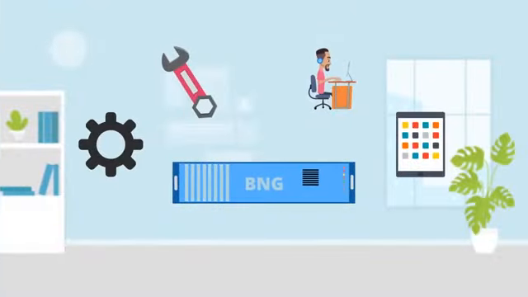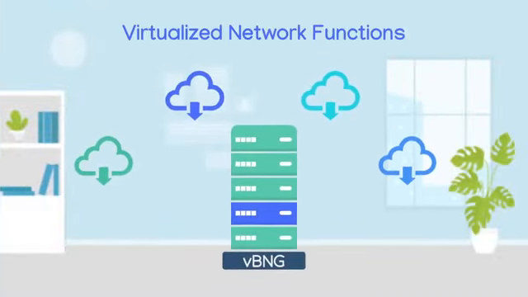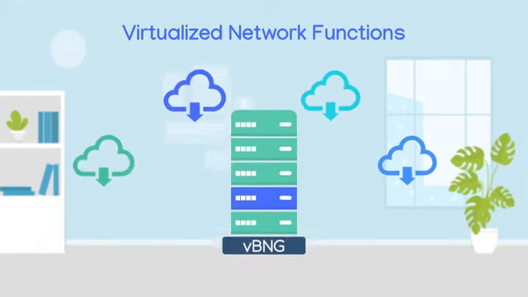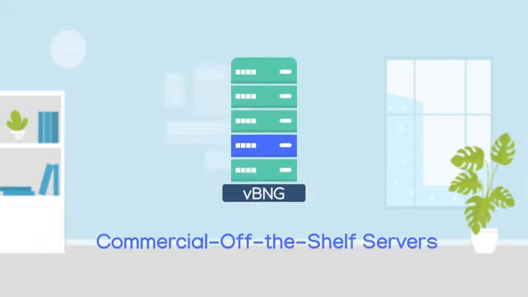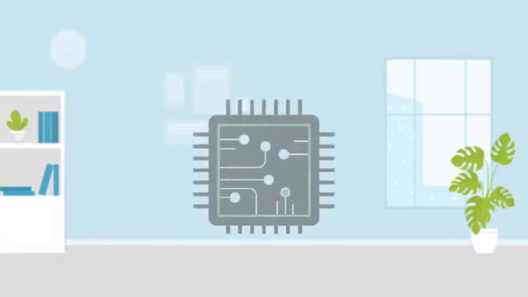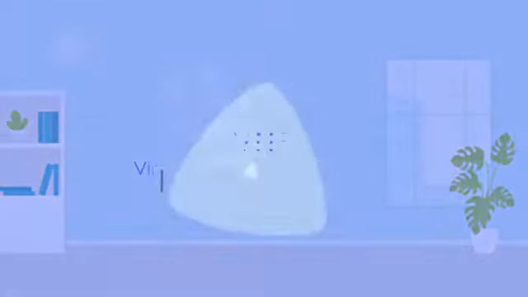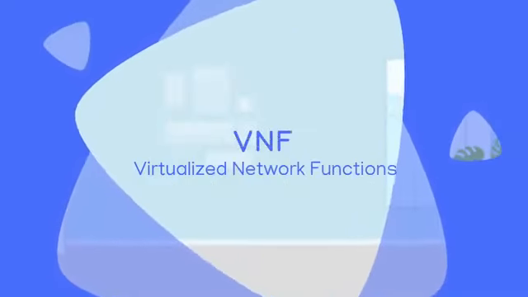While a traditional BNG uses a hardware-centric approach, virtual BNG relies on virtualized network functions, or VNFs, to perform BNG's functions and runs on general-purpose commercial off-the-shelf hardware. Which means vBNG replaces purpose-built silicon chips used in traditional BNGs with VNFs, or virtualized network functions.